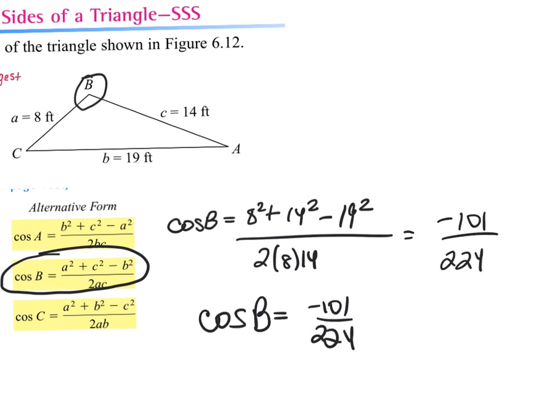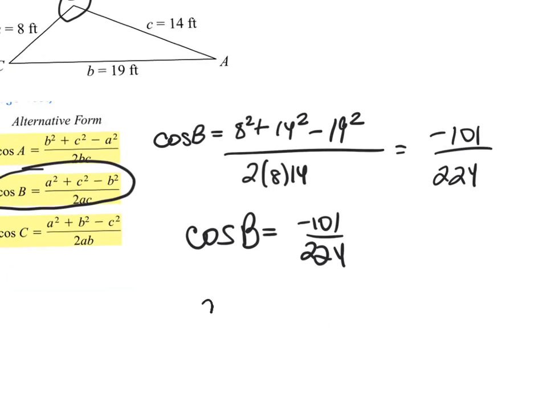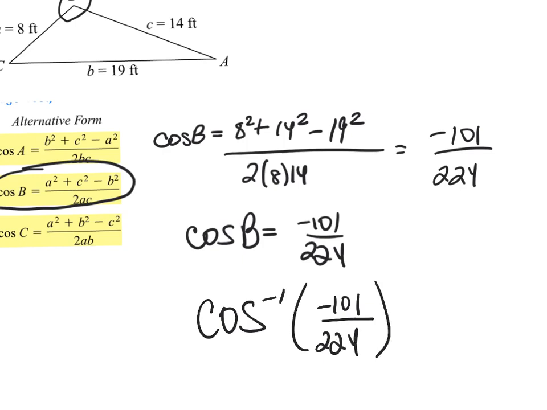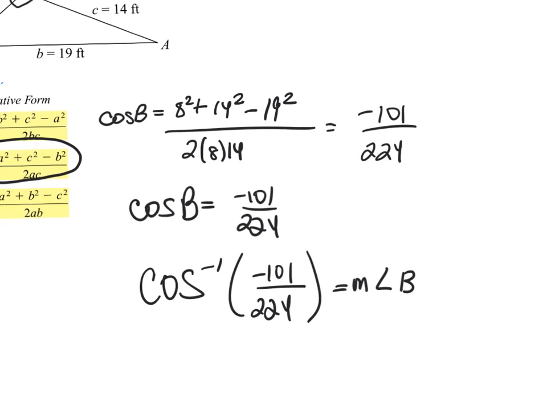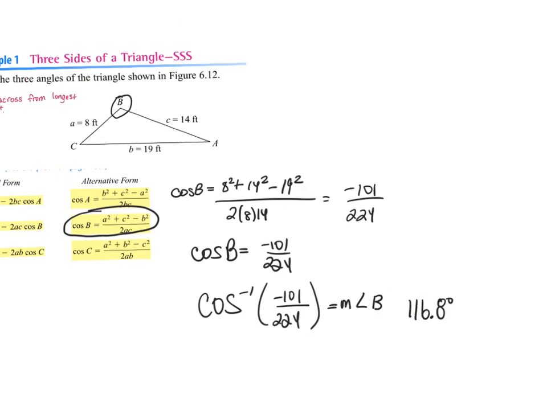Does that give me the angle measure? No. So in our calculators, what do we do to find the angle measure? Cosine negative 1. So literally just put it in your calculator just like that. Cosine negative 1 and then put that fraction in. It'll tell you what the measure of angle B is. 116.8 degrees. You guys agree?